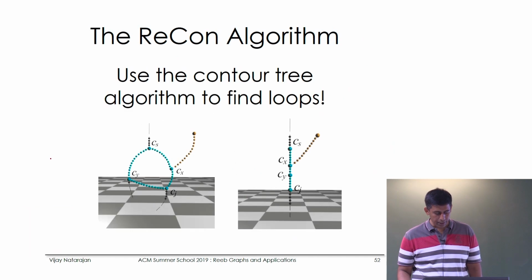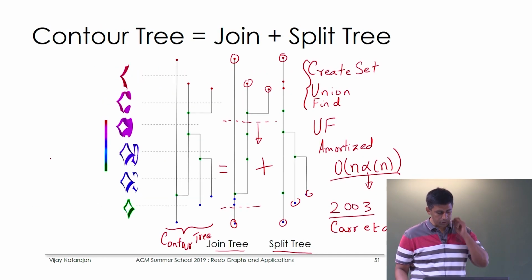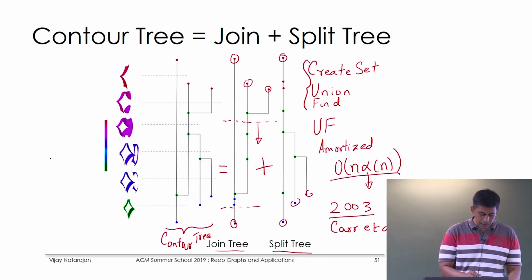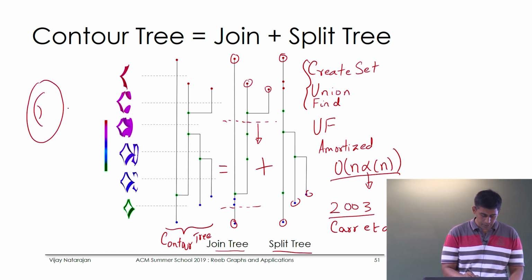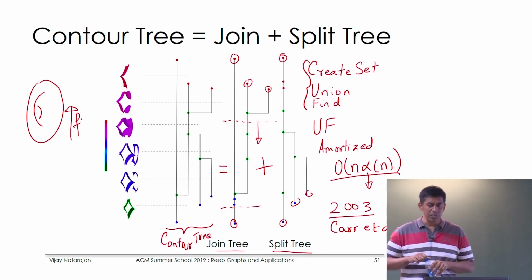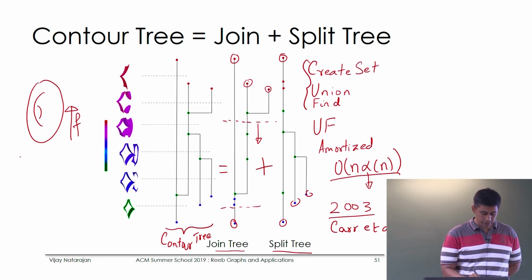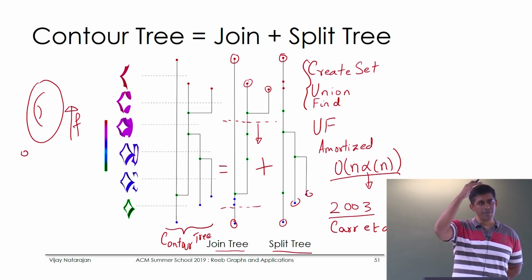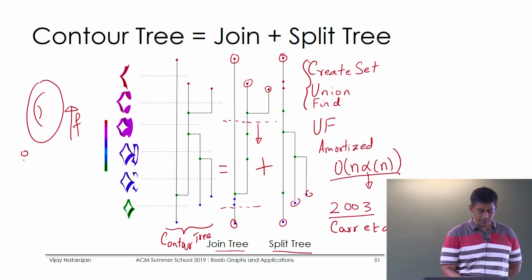Yeah, maybe we'll go to the next slide. No, here is good. So let's think about this. What will happen if I apply the same algorithm for Reeb graphs? What is the joint tree? Remember, I track everything above me. So the joint tree will be a straight line, because everything above me is always connected.